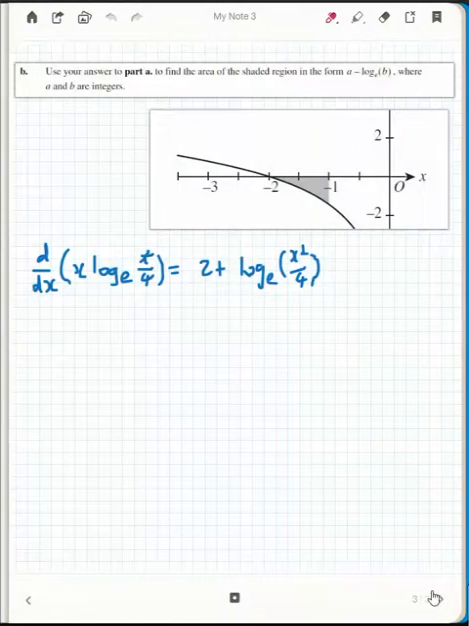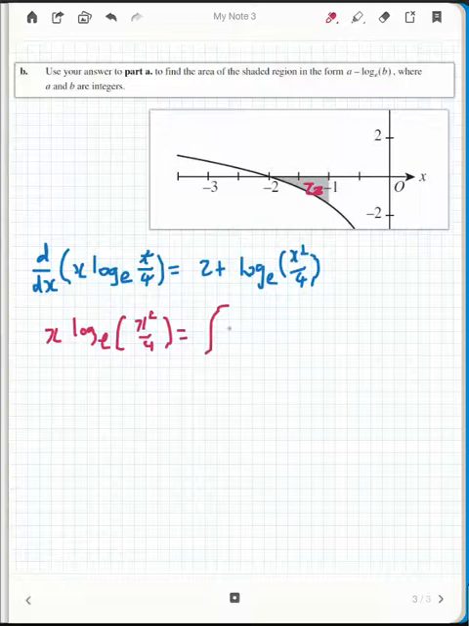Part B, use your answer in part A to find the area of the shaded region in the form of A minus log base e of B, where A and B are integers. Okay, so this is the area that I want. So I want the integral. Now I know from the previous question that the derivative of this equals this. Therefore, if I integrate both sides, I'll get x log base e of x squared on 4 will equal the integral of 2 dx plus the integral of log base e of x squared divided by 4 dx.